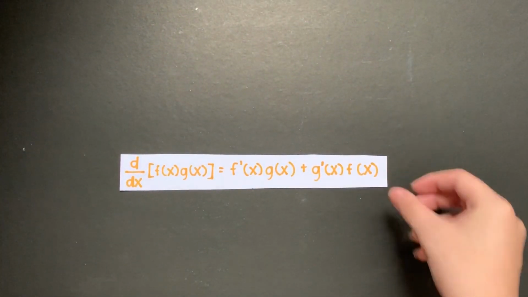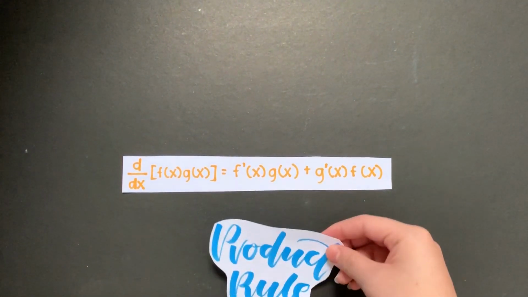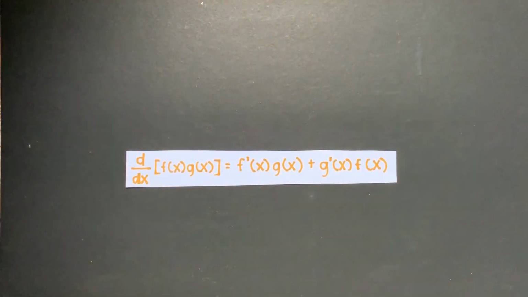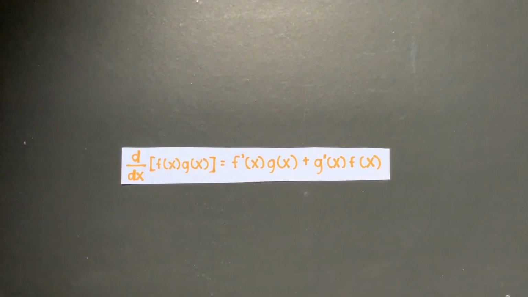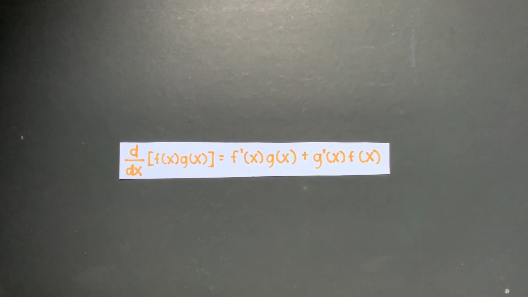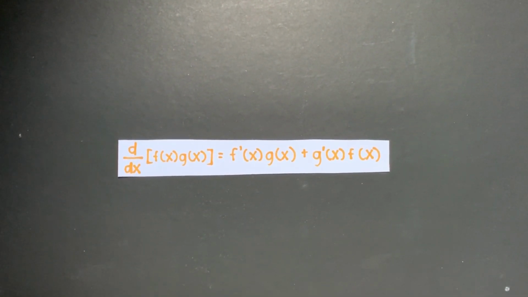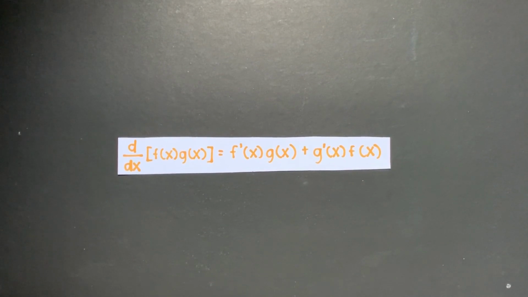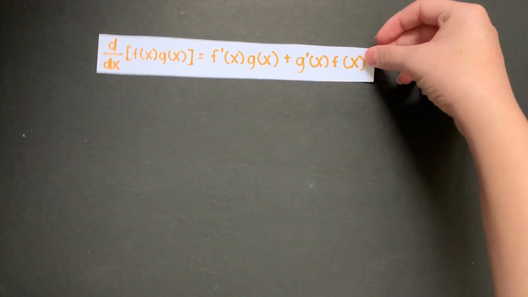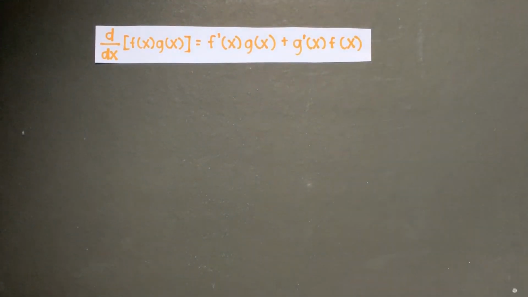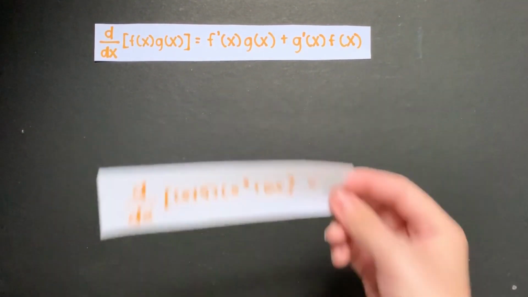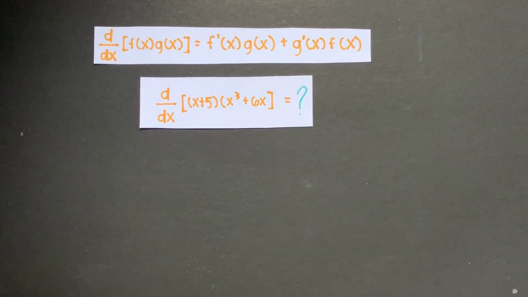Today, we're gonna learn about the product rule. So, what is the product rule? According to the product rule, d over dx of f of x times g of x equals f prime of x times g of x plus g prime of x times f of x. Today, we want to find the derivative of x plus 5 times x cubed plus 6x.